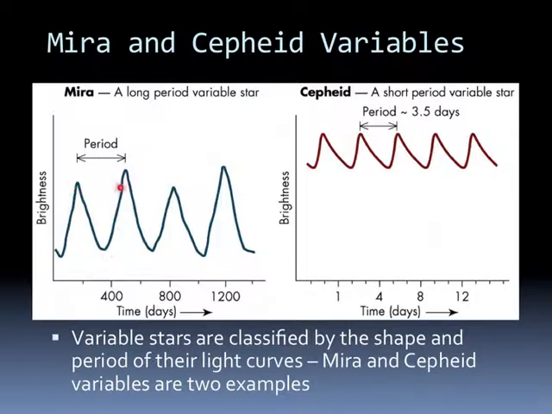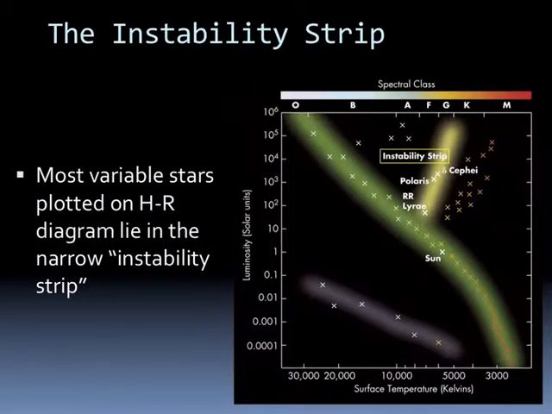The Mira stars, the period is sometimes over several hundred days. So in this case, the period is 200 days for this star. The Cepheid variables are a short period variable star, and their period is 3 to 4 days. Now if we look at variable stars, they lie on something called the instability strip, the strip on the HR diagram. Notice stars like Polaris, or the North Star, are variable stars. This concludes everything we're going to talk about in Chapter 10.